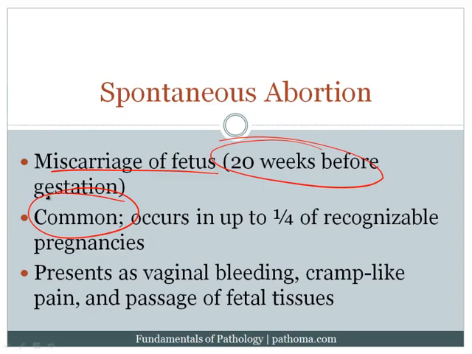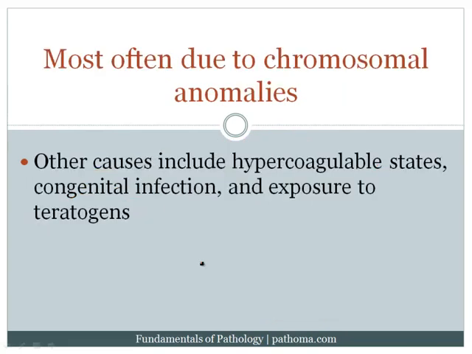How will the patients present? They have vaginal bleeding with cramp-like pain, and they pass fetal tissues. So that's the classic presentation of a spontaneous abortion. What's important to remember is that this is relatively common, but it's due to chromosomal anomalies, and it's not due to exercise or stress, etc. It's most often thought to be due to chromosomal anomalies. There are some other important causes to be aware of, but the classic cause is chromosomal anomalies.